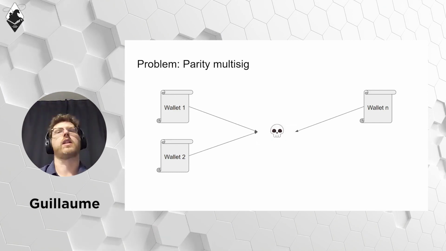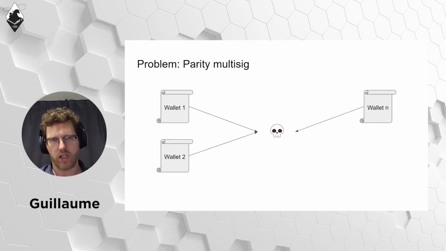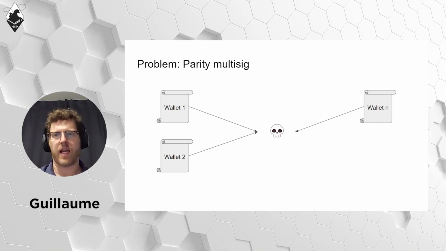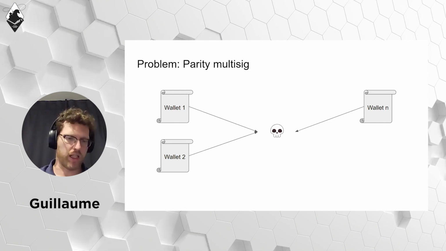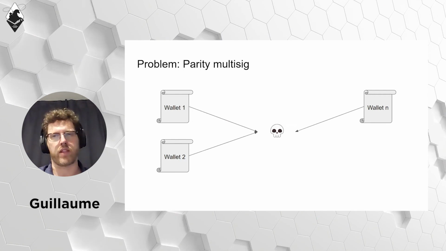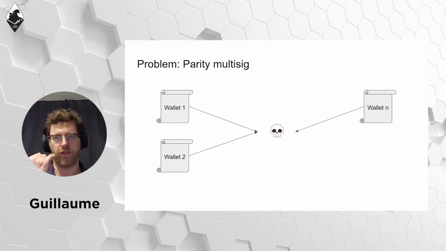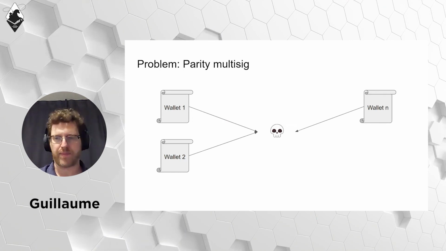So all those wallets that needed this central contract to do all their logic could no longer function. And that means all the funds in those wallets were effectively locked. And that includes Parity, which lost a lot of funds in this hiccup.